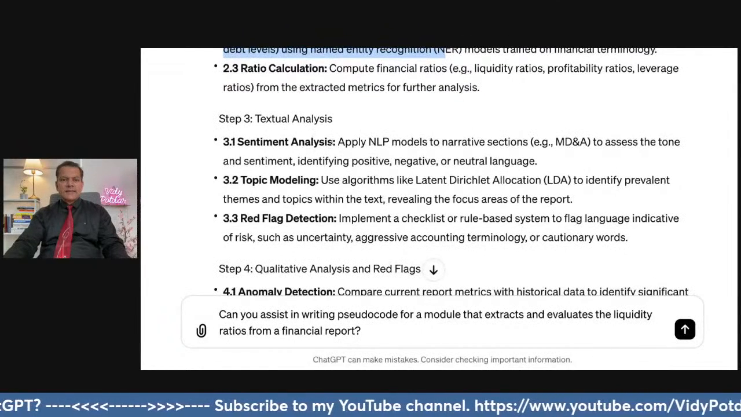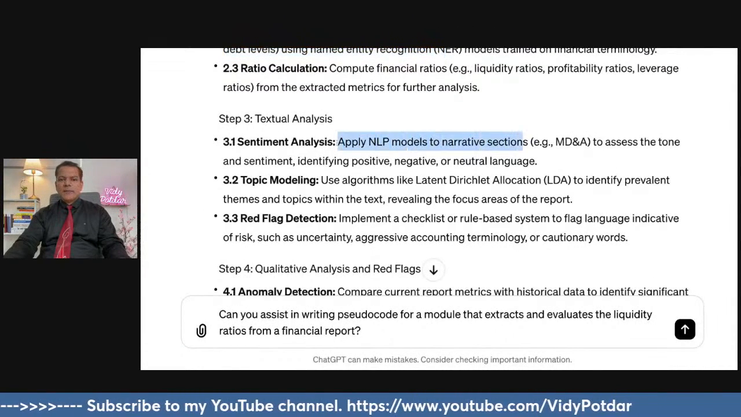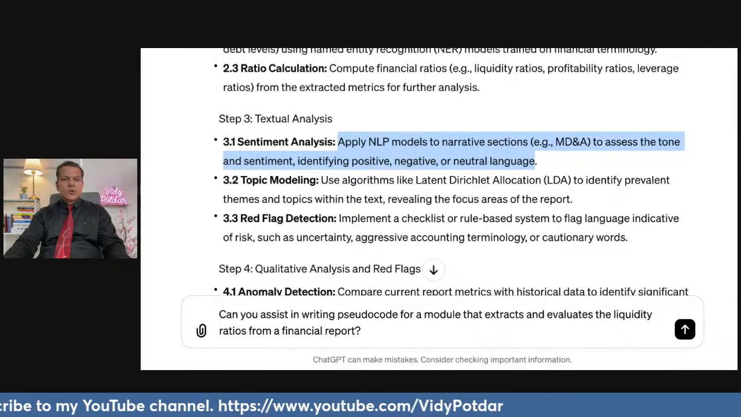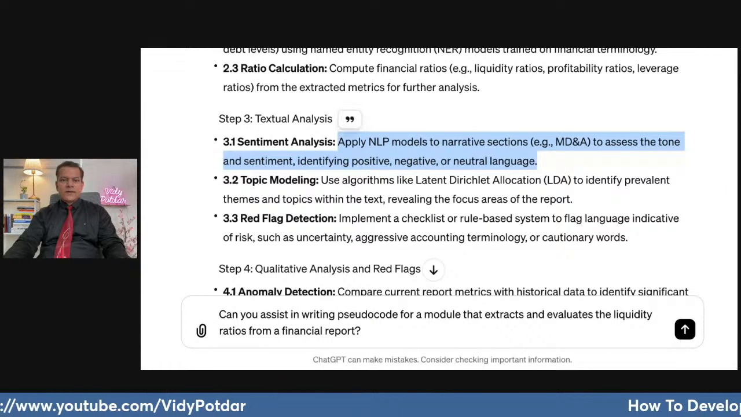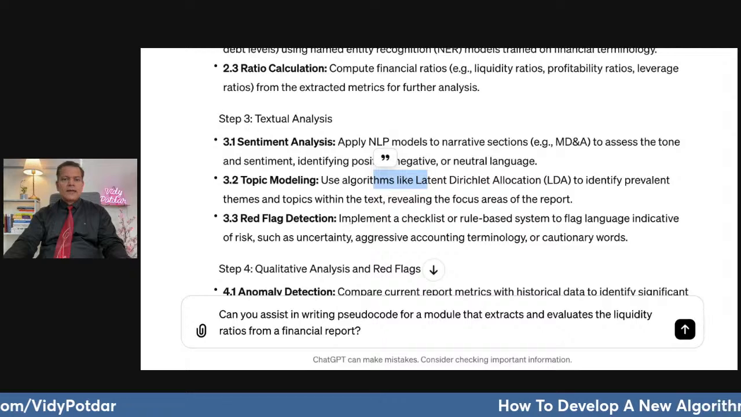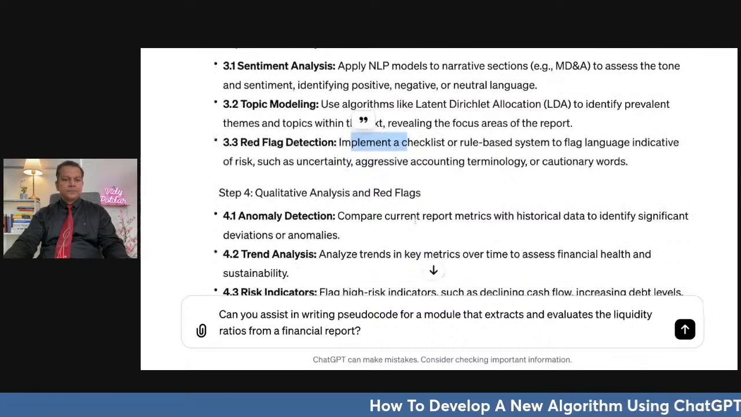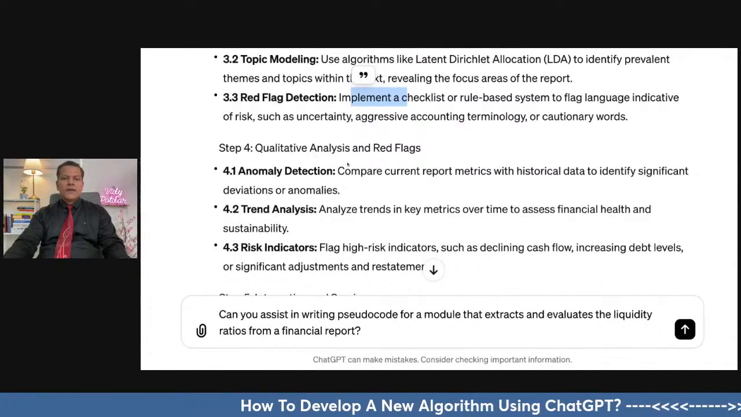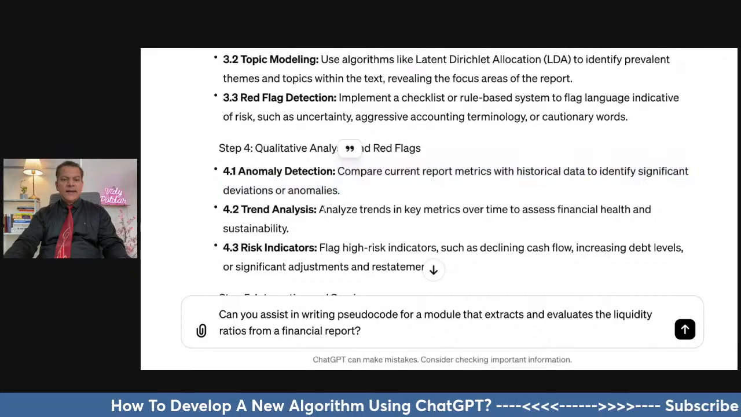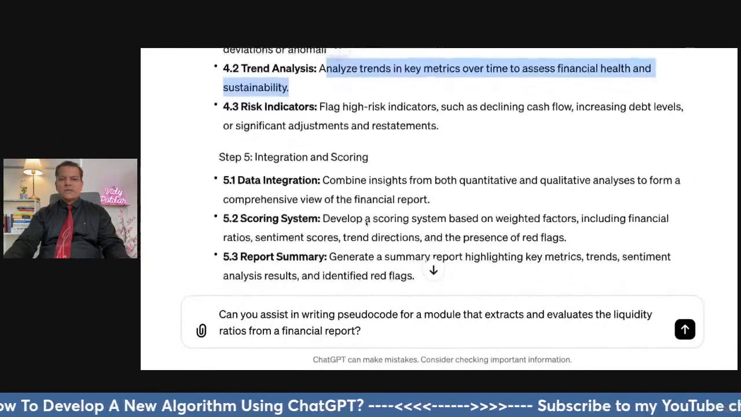Next is textual analysis. Sentiment analysis. Apply NLP models to assess the tone and sentiment, identifying positive, negative, or neutral language. Topic modeling, red flag detection, qualitative analysis, anomaly detection, trend analysis. So all these things you can do.